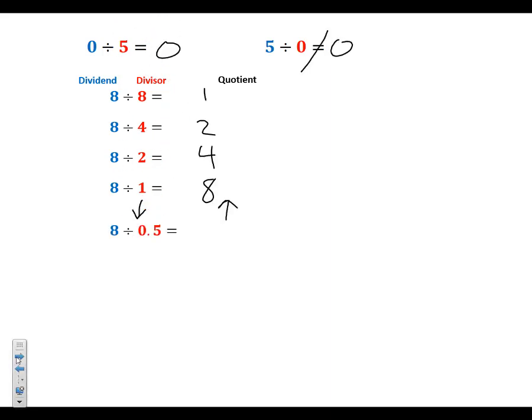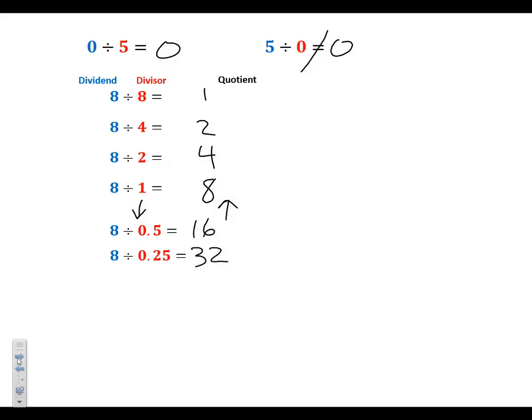So if we have 8 divided by a half, again, we're going to cut our divisor in half from 1 to 1/2. Anybody have an idea? Well, yeah, if you're following the pattern, you are correct. The answer is 16. And let's do that one more time. What's half of 0.5? That's right, it's 0.25. We're going to divide 8 by 1/4. And again, what would our quotient be? And again, you would be correct. It'd be 32.